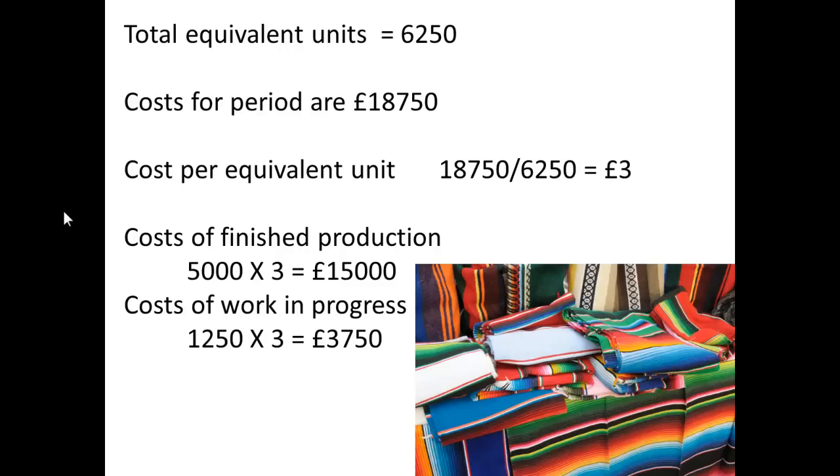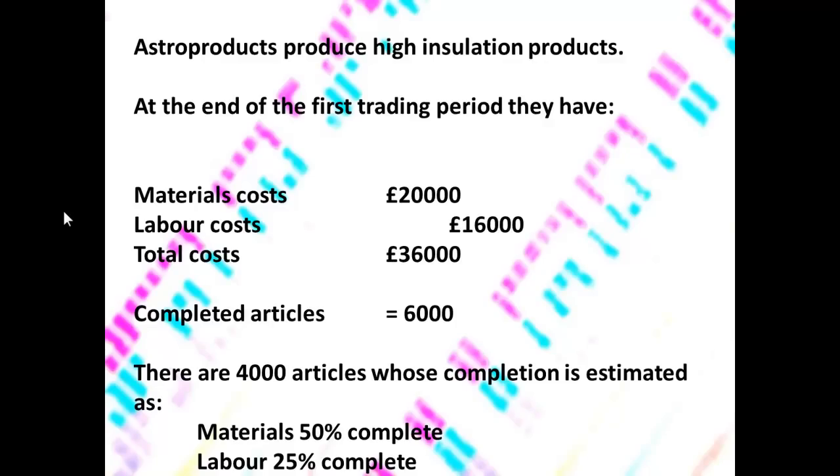So if I divide the cost by the number of equivalent units, I get £3. So that's the cost per equivalent unit is £3. So the cost of my finished production is 3 times 5,000, because I have 5,000 finished units, that's 15,000. And the cost of my work in progress is 3 times the 1,250 equivalent units, which is 3,750. And of course those will both add up to the total cost for the period.